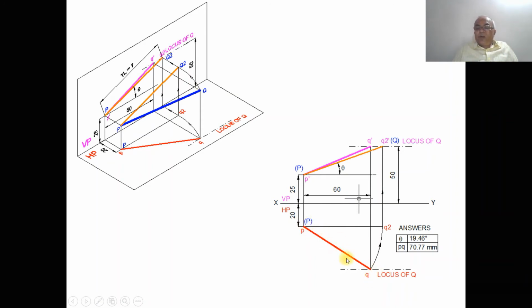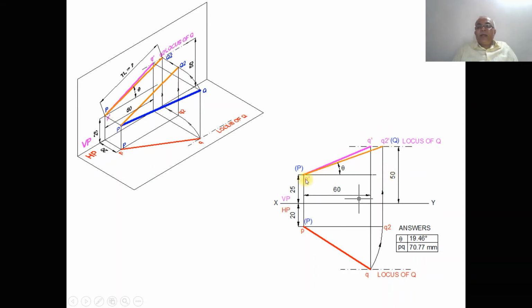Once you do that, now we need to find the true length in the vertical plane. To find the true length in the vertical plane, with P as center, taking the radius of PQ, you draw an arc such that both P and Q2 will be in front of VP by 20 mm. So now the line is parallel to VP. Since the line is parallel to VP, you are getting the true length in VP. From Q2, you draw a vertical projector so that it cuts the locus of Q in the front view here. Since the top view line is parallel to XY, its corresponding front view is going to be the true length.